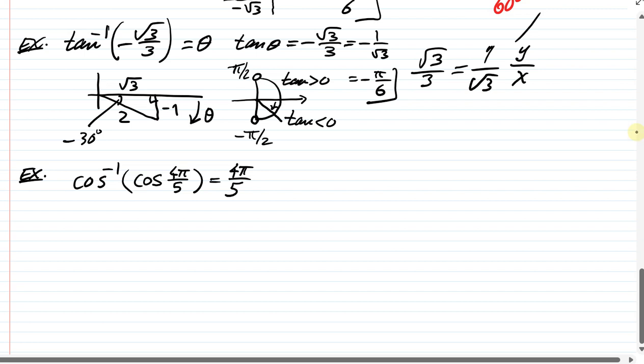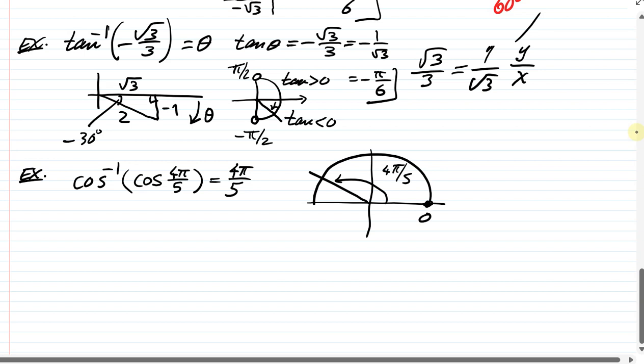So I'm going to actually draw this thing out, and I'm going to find the angle 4 pi over 5. Well, 5 pi over 5 is pi, so this is, let's say, 4 pi over 5. True? And remember my circle. Again, this circle is really what's saving me personally as far as remembering how to process inverse trig functions.